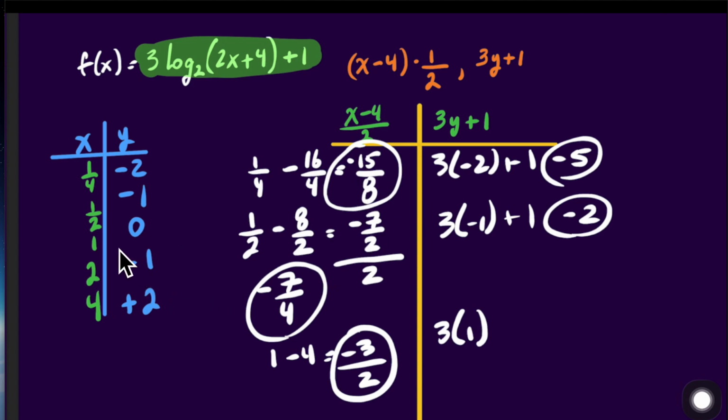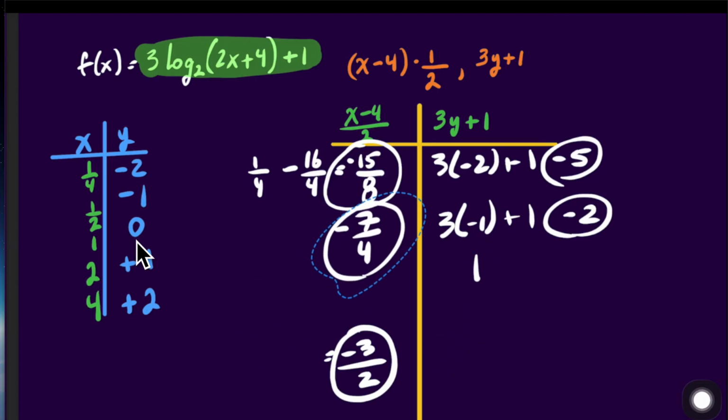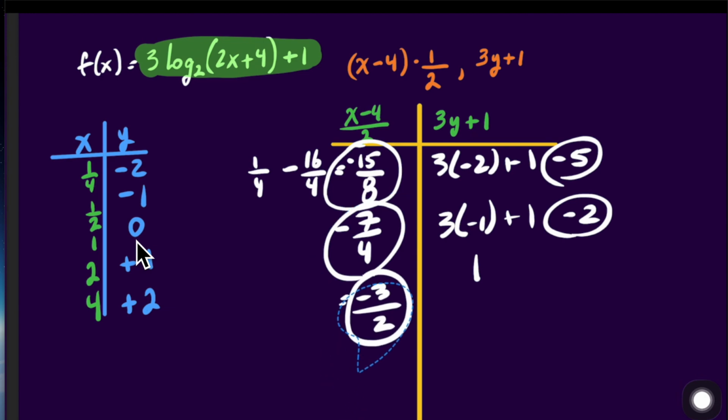3, I'm sorry, we're going to have 3 times 0, which is 0, plus 1, and that gives us a y value of 1. Okay, folks, let's clean this up a little bit and then proceed. So we have these are x values, and these are our y values. So far. Okay, now let's keep going.